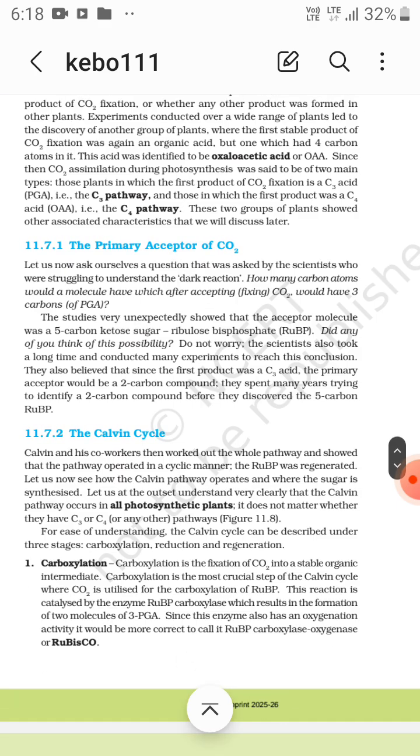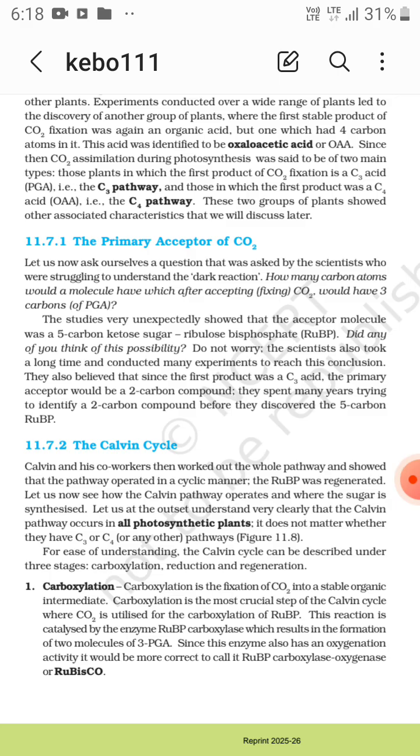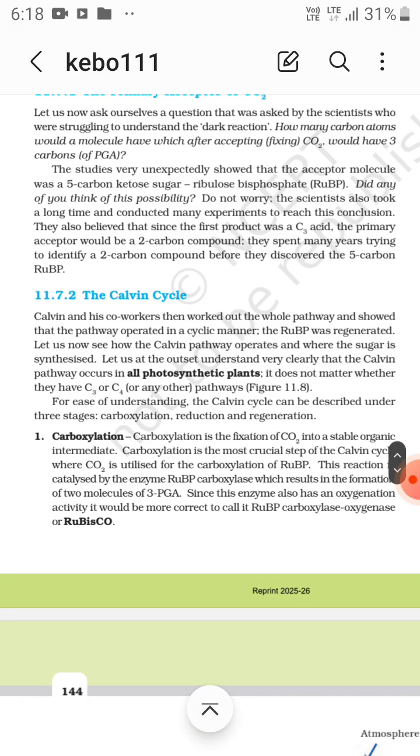Now the primary acceptor of CO2, as we can see, in the dark reaction. How many carbon atoms would a molecule have which after accepting CO2 would give 3-carbon PGA? The acceptor molecule was a 5-carbon ketose sugar, ribulose bisphosphate, RuBP. Before that, scientists believed that since the first product was a C3 acid, the primary acceptor would be a 2-carbon compound. They spent many years, but it was found that it was the 5-carbon RuBP, in the Calvin cycle.